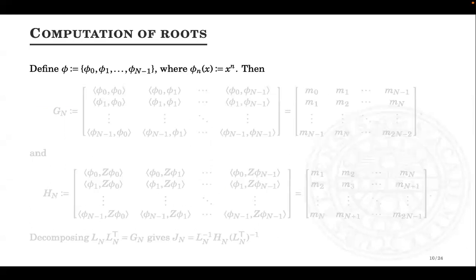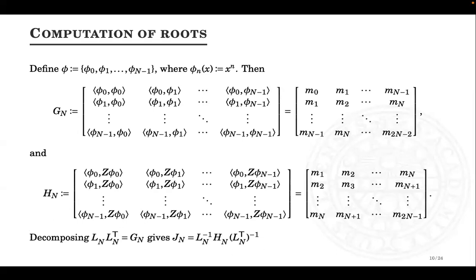Then to do so, we need to define a sequence of linearly independent spaces, called P0 to P(n-1), where phi are just simple monomial functions. Then we will have a Gram matrix, Gn, a matrix of those inner products. By definition of the inner product, this will be a matrix of moments, essentially. And then by definition, this will be a Gram matrix.